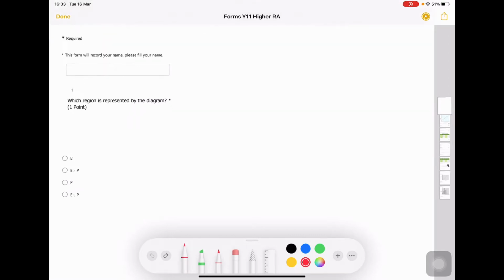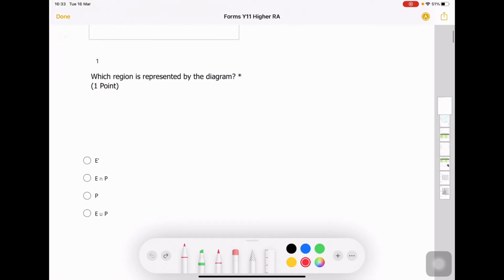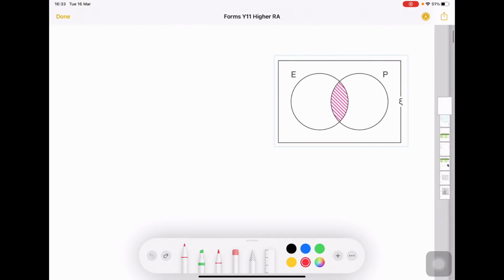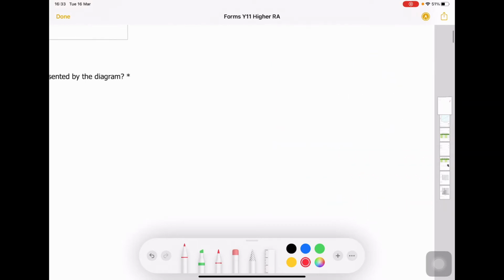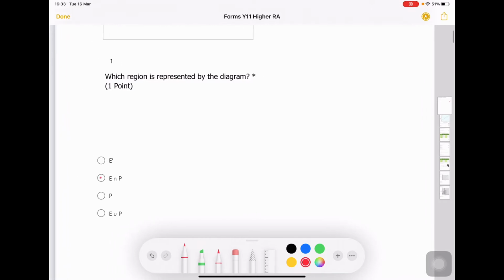Question 1 says, which region is represented by the diagram? We have a few options. As you can see here, this region is the intersection of E and P. Remember, this means E and P, and this means E or P. Because it's E and P, we're going to select this second option.